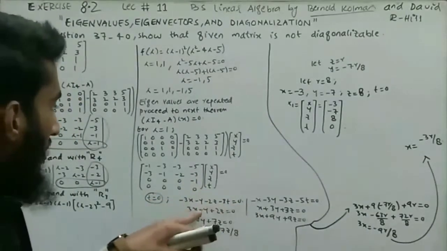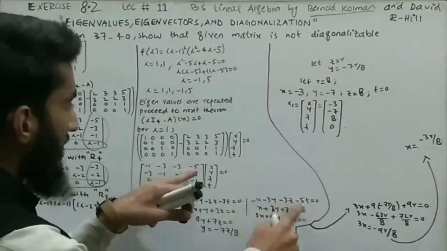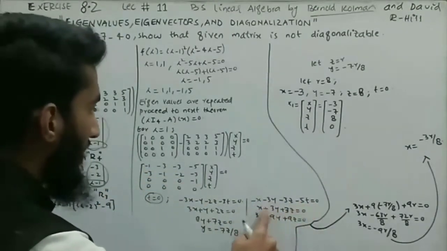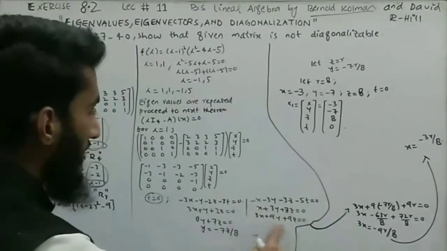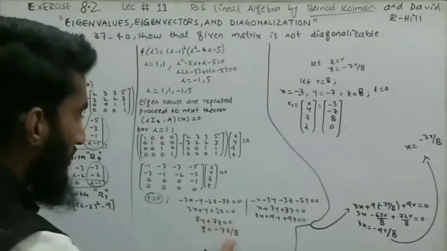So by putting t = 0, I get this. Now after this, -x - 3y - 3z - 5t = 0. By putting t = 0, I will get this, multiplying with 3, so it becomes this. Now subtract this and this, it will give us this equation. So y is equal to -7z/8.